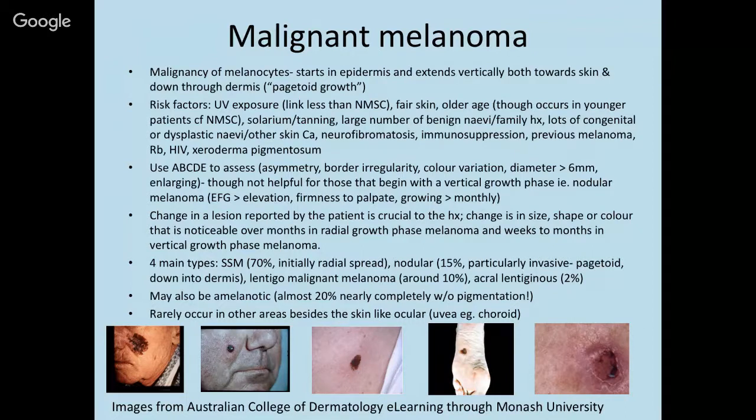The other worrying thing about melanoma is that almost 20% cannot have any pigment in them, which makes diagnosis very difficult. I wouldn't want to be on the end of a lesion without any pigment and you'd be like, oh, it doesn't look like a melanoma, and then it is. And they can occur in other areas with a pigmented epithelium, such as the eye, the choroid.